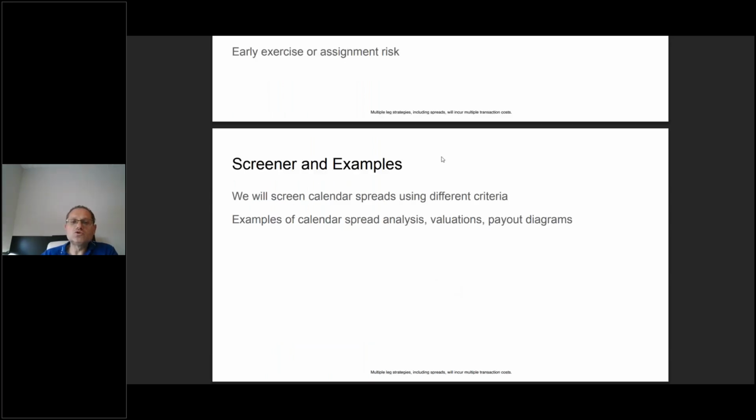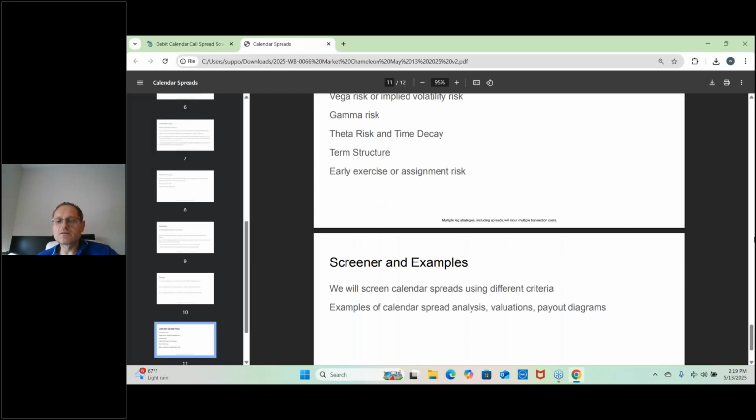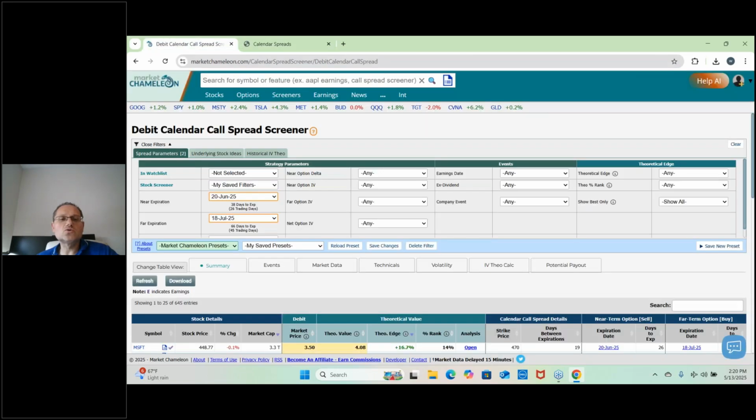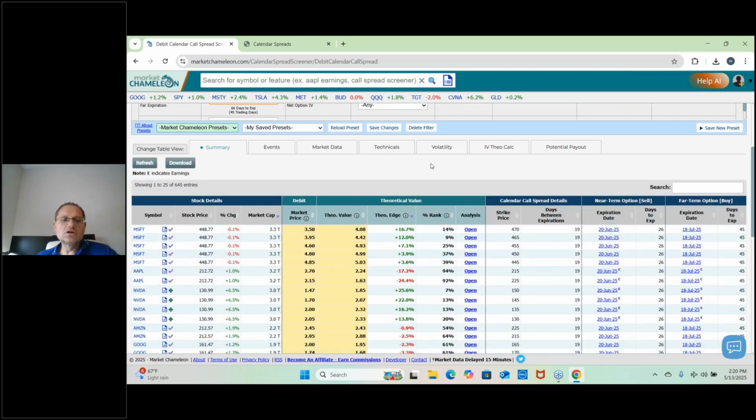So now I think what we'll do is go to a screener with calendar spreads, and we're going to do some examples using different functions to screen them. Okay, so let's leave this slide deck, and I'm going to go here to a screener. This screener is looking at calendar call spreads, a debit calendar call spread, because we're looking at long calendar call spreads. Up here we see some filters, and below we have this table.